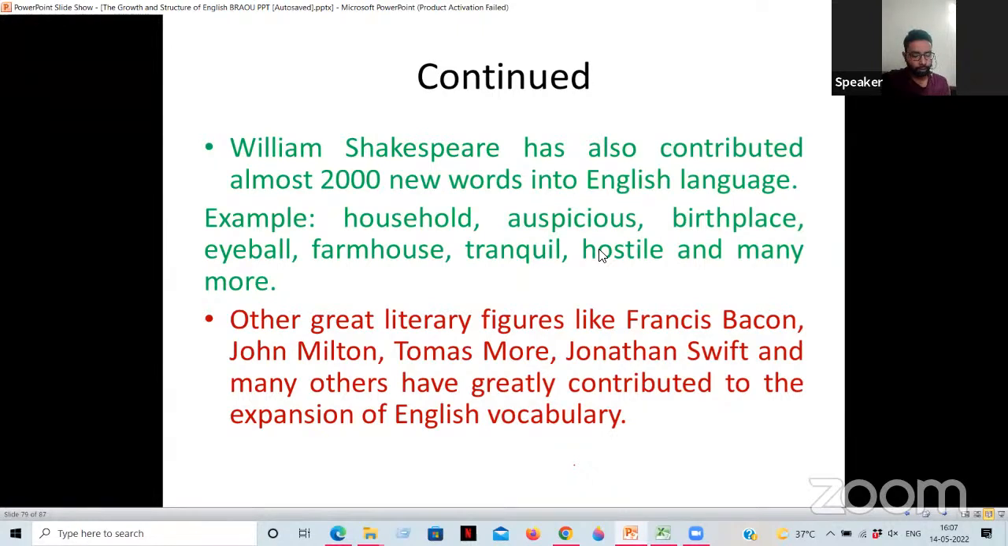Now, the writers whom I have mentioned here, can you tell me one or two words about them? Francis Bacon, John Milton, Thomas More, Jonathan Swift. One or two words only. Tell me one or two words about all of them. Any one of you. All of you can say only one or two words, whatever you know about them.